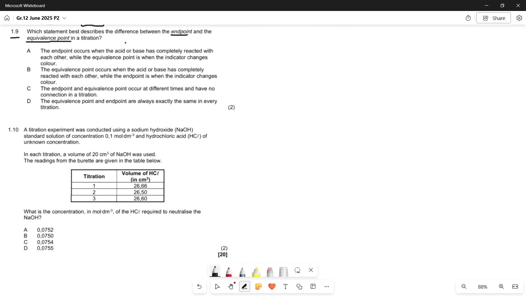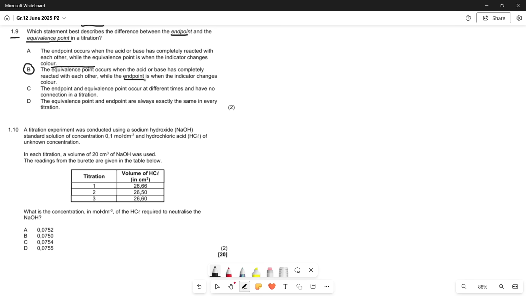C says the end point and equivalence point occur at different times and have no connection in titration. And then D says the equivalence point and end point are always exactly the same in every titration. So I'm just going to jump straight to the answer that is correct, and then we can explain why it is correct. So B is the correct answer, and the reason this is true is because the equivalence point is the point where the acid or base has completely reacted with each other. So when the reaction stops because the acids and bases have completely reacted. So this is just a point where the reactants have run out and have reacted in full.